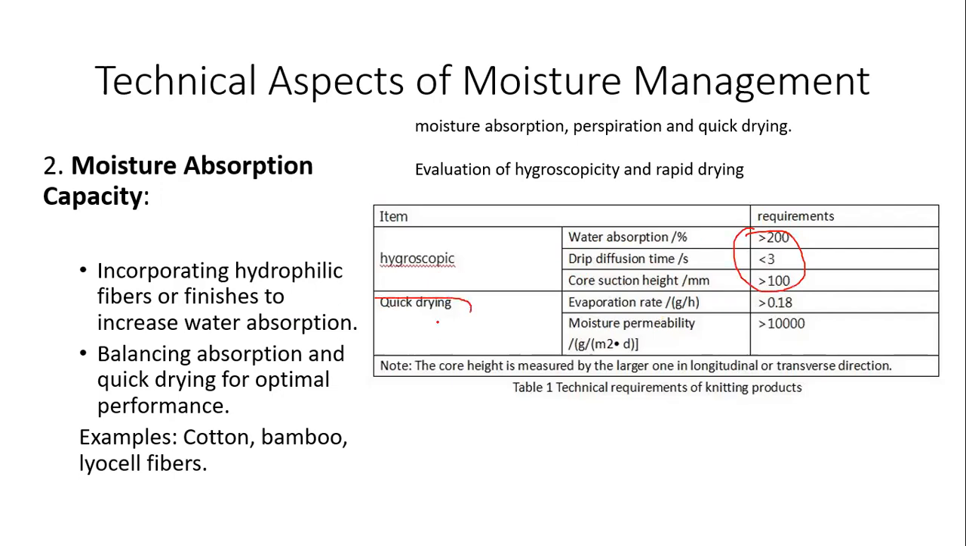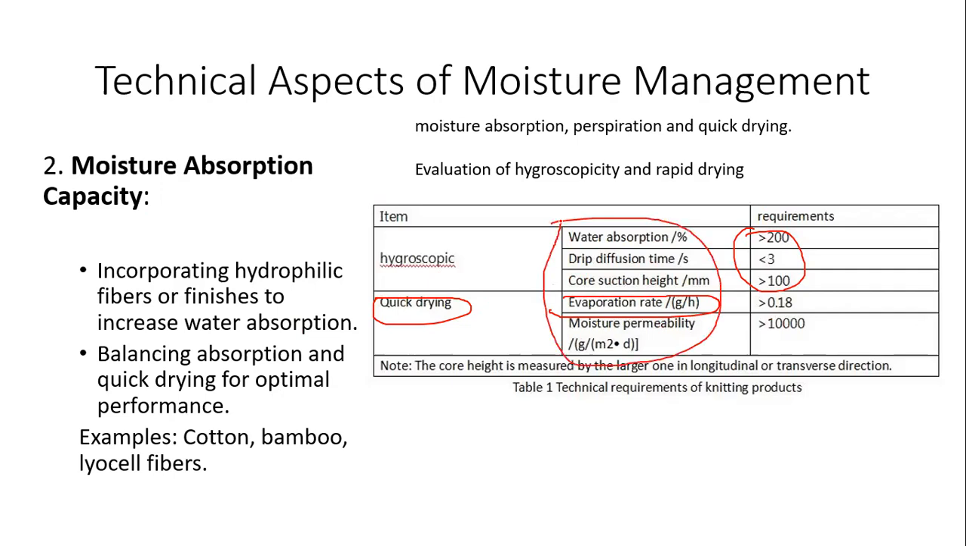And when it comes to quick drying technologies, the evaporation rates are very high. So we need to look specifically into the evaporation rate and the water moisture permeation rates. Therefore, moisture absorption capacity improvement can be done by looking at these specific properties.